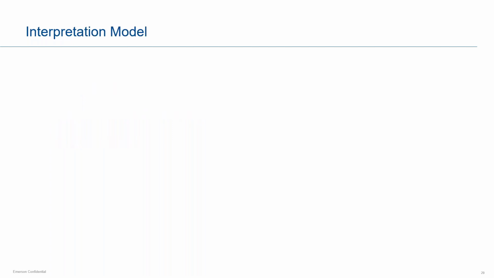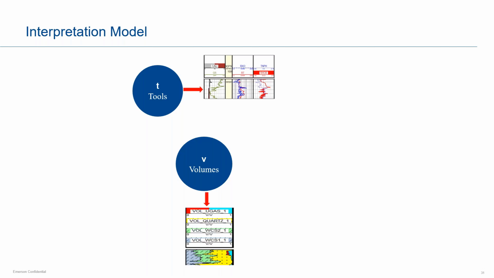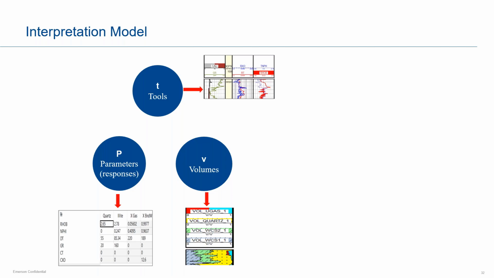So now I'm coming to the interpretation model, as we do an analysis. Usually what an interpreter has is tools. Tools means the logs or the measurements. And what we need to calculate is the volume. Based on the geological knowledge, we may know the type of minerals and fluids I'm expecting. And the third important parameter is the properties of minerals and the fluids. So these three are the main pillars of a Multimin model. If we know any two, it is possible to calculate the third one.